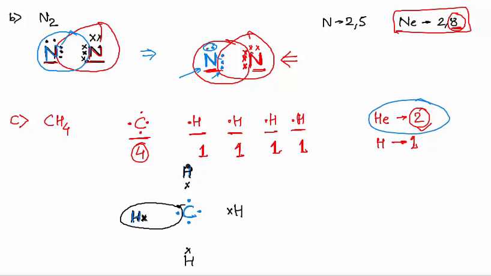Now what to do next? Again hydrogen, and again this one. So every hydrogen now has two electrons each, so it achieved the nearest noble gas configuration. And what about this carbon? What will it do? It will share one electron from each of these hydrogens. So what will happen?